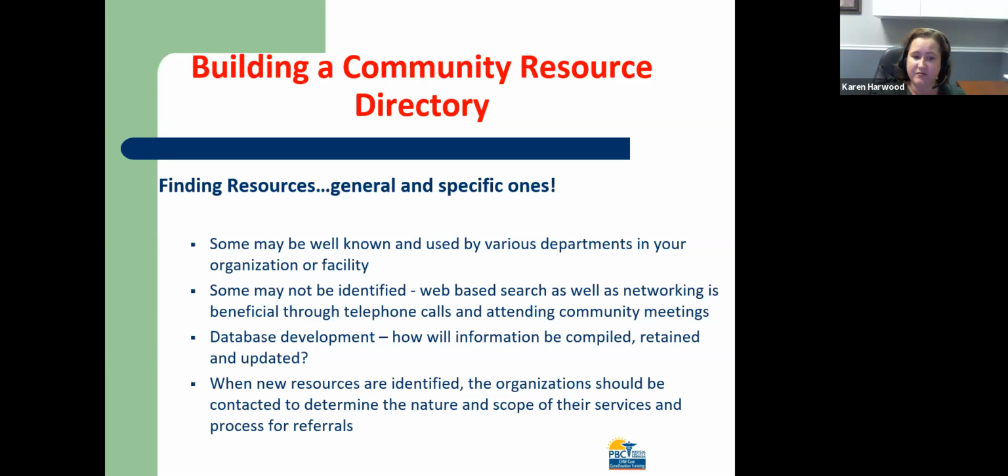Depending on where you work, the types of resources that you need may vary a little bit. Some resources may be well known and used by a lot of different people, and then some may not be identified, and you may need to do a little bit of research. So don't assume that because you don't know about a resource, it doesn't exist. Sometimes you can call 211. I'm going to talk a little bit about that in the future on this meeting, or you can do a web search. Sometimes I'll just do a Google search and see if something comes up, because you never know.